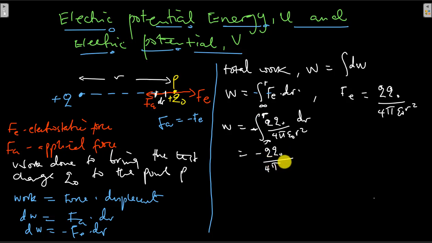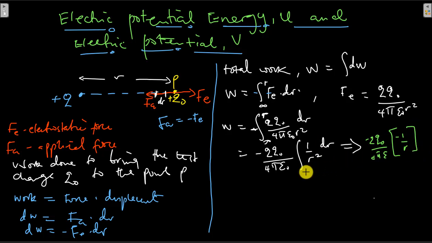This is over 4 pi epsilon naught, integral of 1 over r squared dr, which gives us negative Q naught over 4 pi epsilon naught. So if we integrate 1 over r squared, we have negative 1 over r, which is integrated from infinity to r. So we have infinity and we have r there. Okay, let's proceed and see what that gives us.